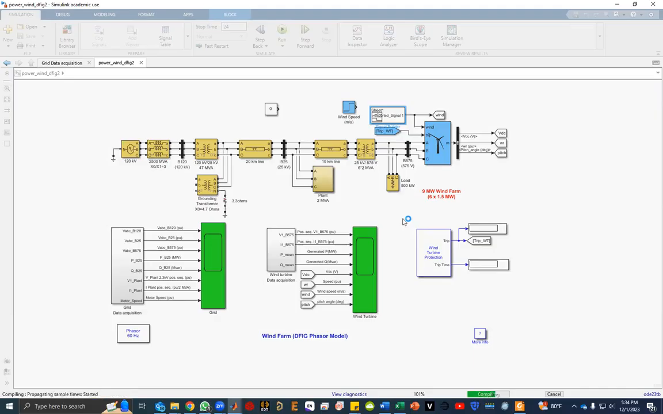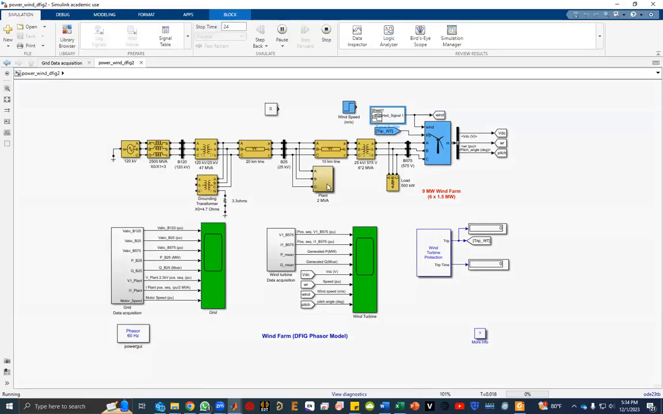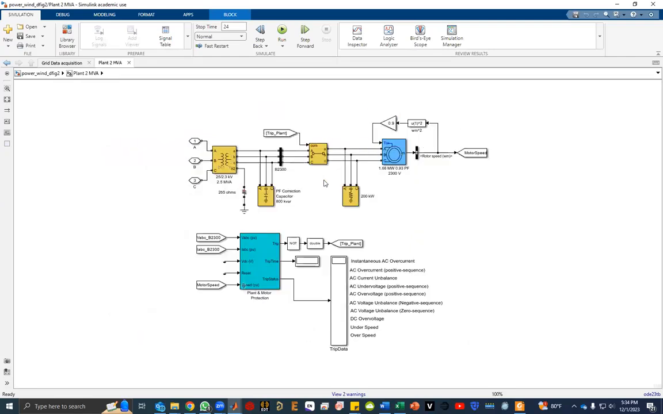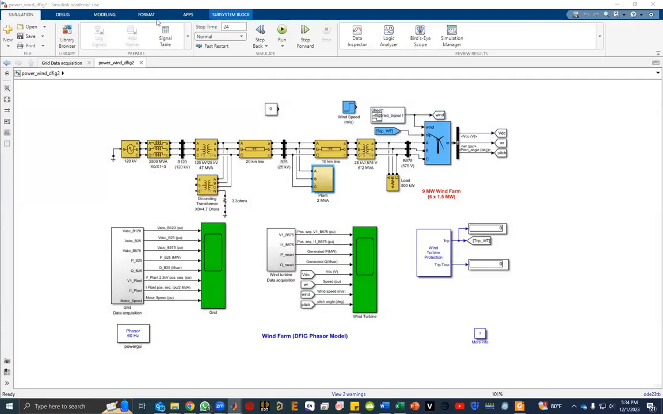By the way, there are trip mechanisms for wind turbine protection and plant protection. If there is any sort of malfunction in the system, the wind turbine will trip to save the plant, and the grid also has its trip mechanism. So now let's bring the results.